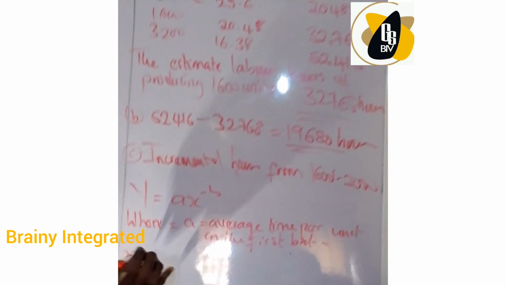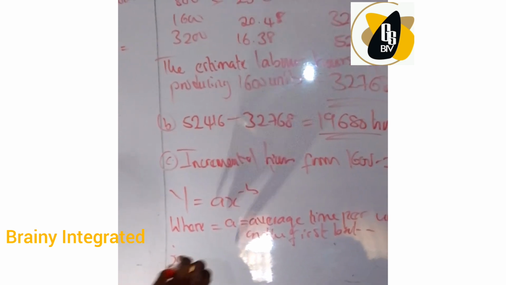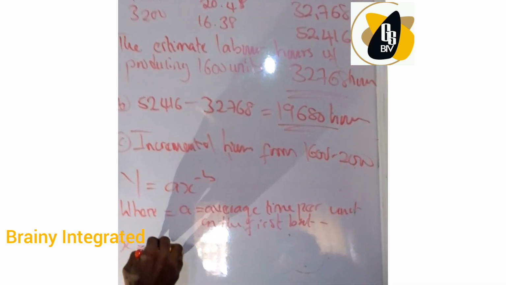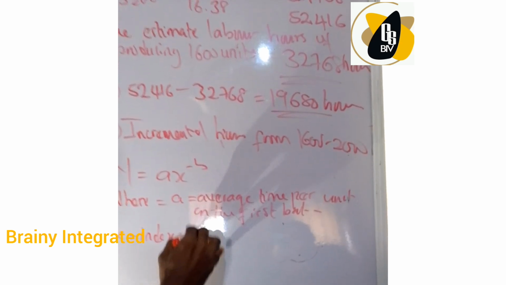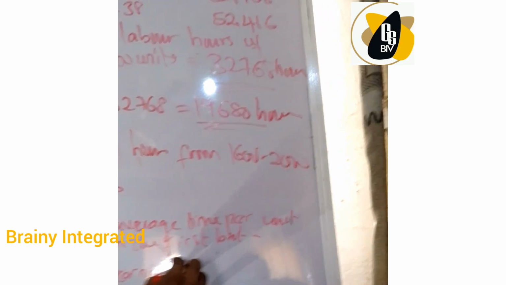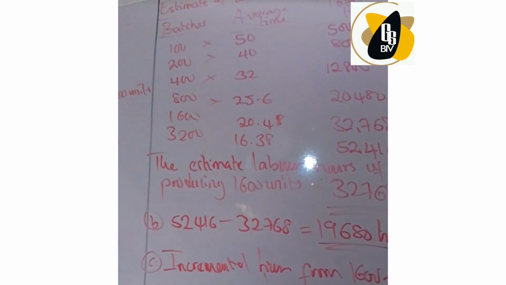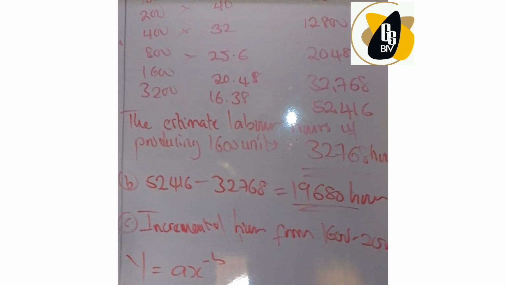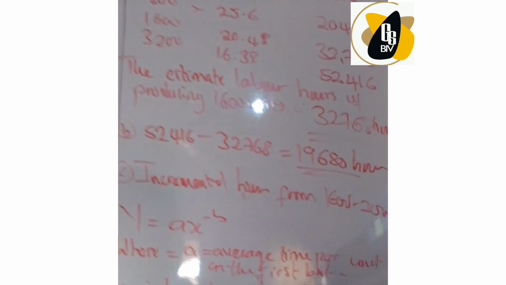X, where X is what? The index of learning. Index of learning. And the index of learning is gotten by what? It's gotten by the expected output divided by the number of units in the first batch.